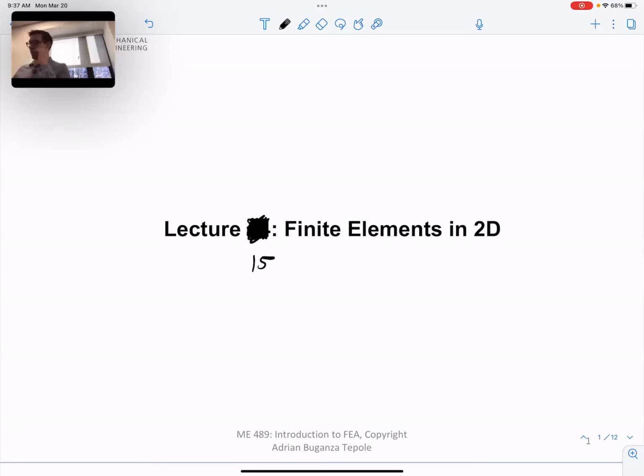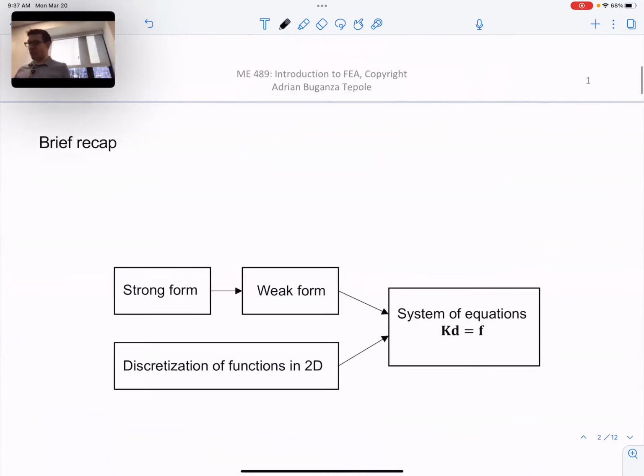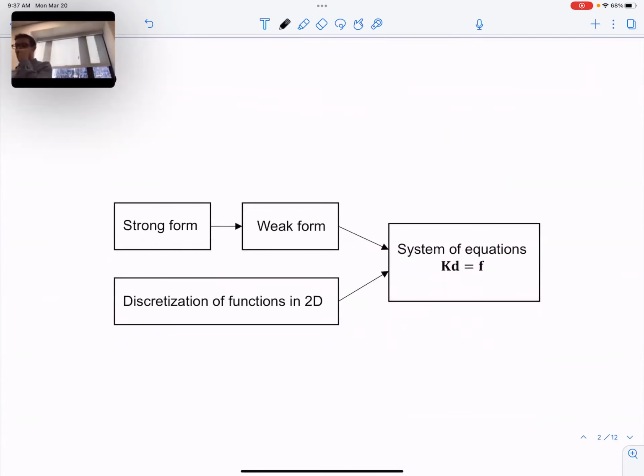And then for today, we're just gonna finish with finite elements in 2D, just because I want to do the quadrilateral, that's the one element that I want to do. Just a brief recap of, again, where we are and how this relates to the FE solution. So we did a strong form to weak form for the heat transfer problem in 2D. Just as a reminder, the heat transfer problem in 2D looks something like this.